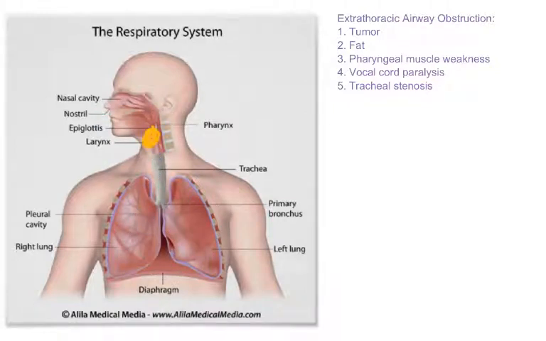However, during expiration, because the lower airways are open, the air will quickly move out initially. But then it will slow down due to the obstruction in the upper airways. This means that both inspiration and expiration are affected in extrathoracic airway obstruction, but inspiration is affected more than expiration.